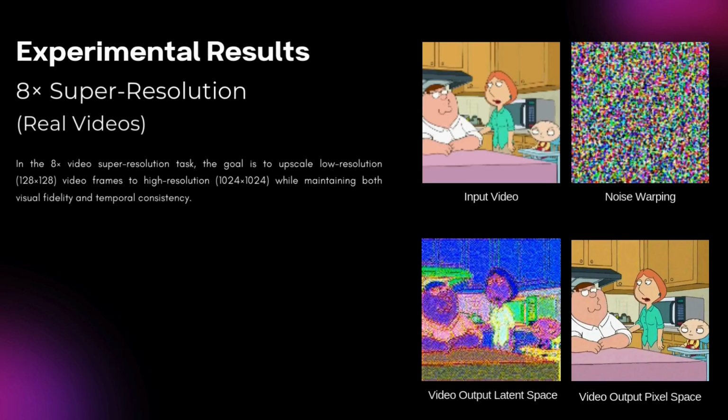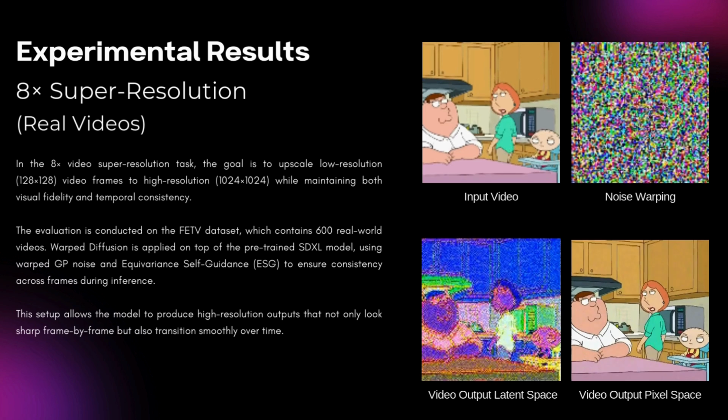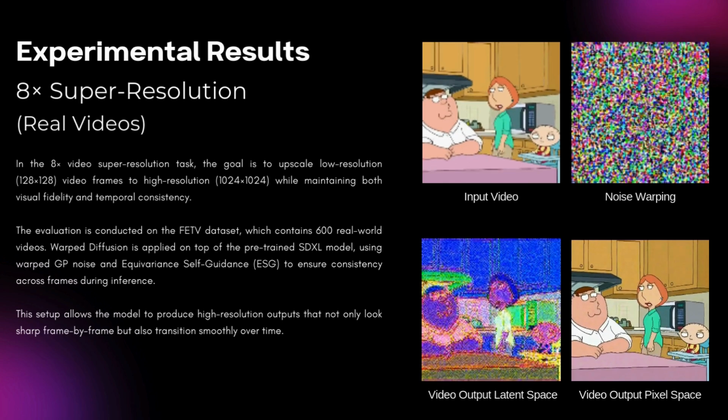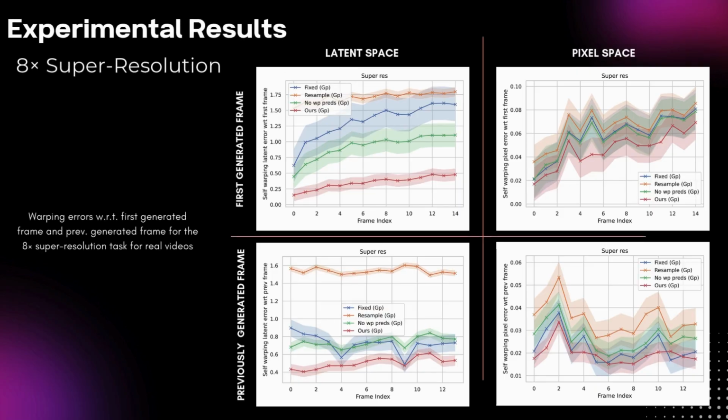In the video super resolution task, the goal is to upscale low resolution video to high resolution without losing consistency. Results show high resolution frames that are sharp and temporally stable, while competing methods often flicker or shift textures. This demonstrates that Warped Diffusion generalizes beyond inpainting, achieving consistency at much higher resolution. Quantitative results show that Warped Diffusion again achieves the lowest warping error in super resolution under both pixel space and latent space evaluation. Even under synthetic shift scenarios, it maintains alignment across frames better than all baselines.